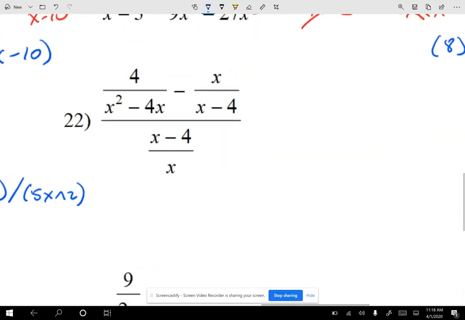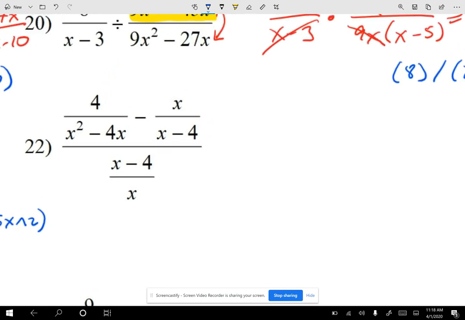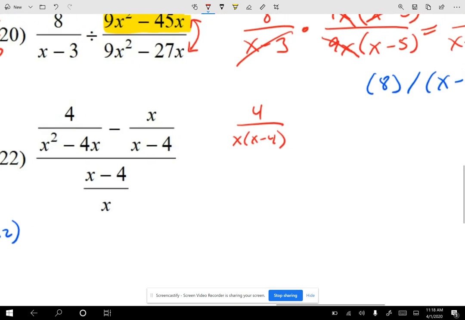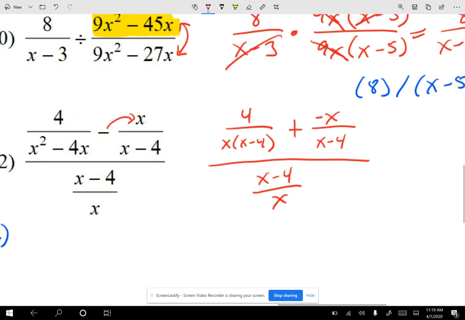All right, let's take a look at number 22. I see some terms in there, so let me factor each of them. I have a 4 on the top. Now, x squared minus 4x, I'm just going to factor that as x times x minus 4. My second fraction, I have x over x minus 4. In between the fractions, I'm going to put a plus. It was a minus, but I'm going to put a plus. The negative sign, I'm going to distribute it to the top, over x minus 4 over x.